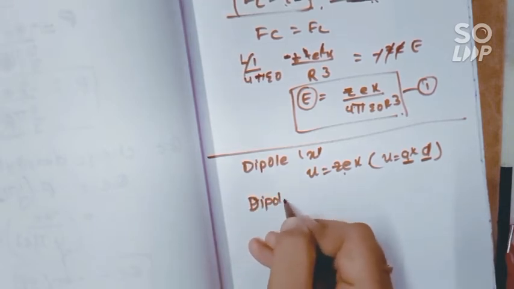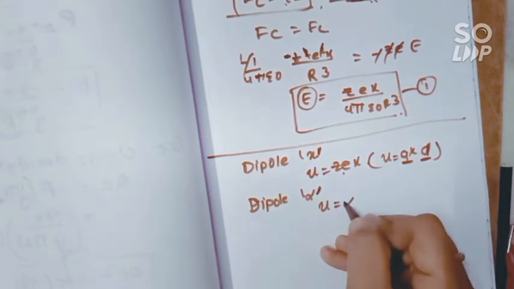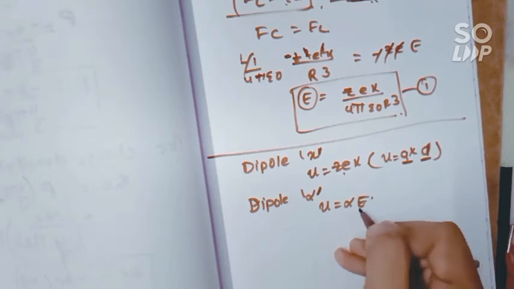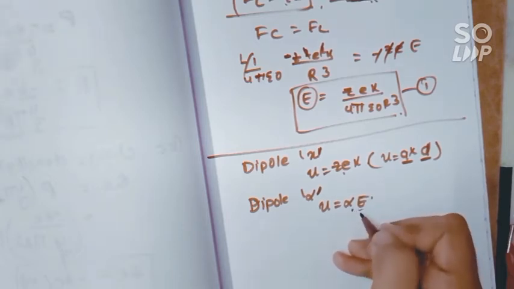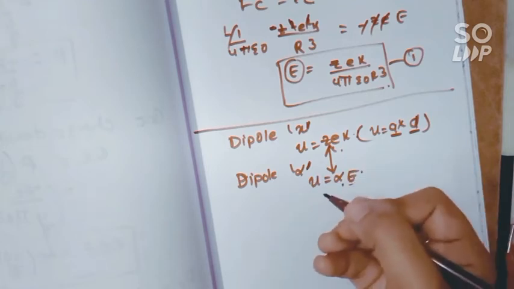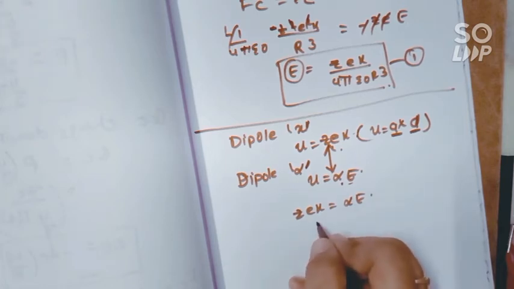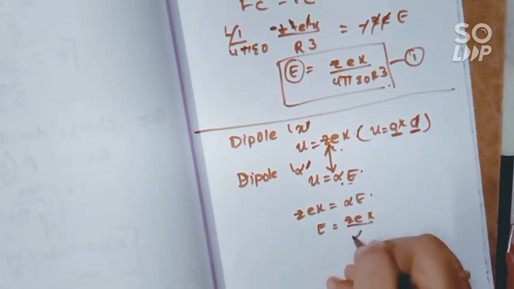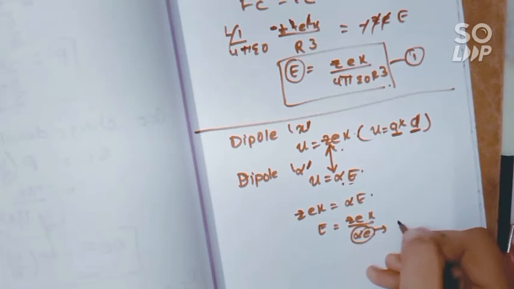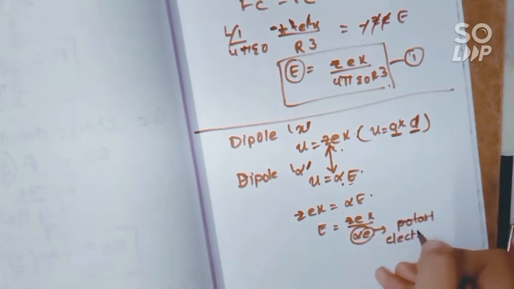Next, the other dipole moment according to the polarizability. Now we need to derive the polarizability. I am relating polarizability with the dipole moment. We can say that mu equal to alpha into E, where E is the external field and alpha is the polarizability. Now we need to equate both these mu's, that is, both the dipole moments, and we will get ZE into X equal to alpha into E. From this we can get E equal to ZE into X by alpha E. Here alpha E denotes the polarizability of an electronic material, that is, electronic polarization.